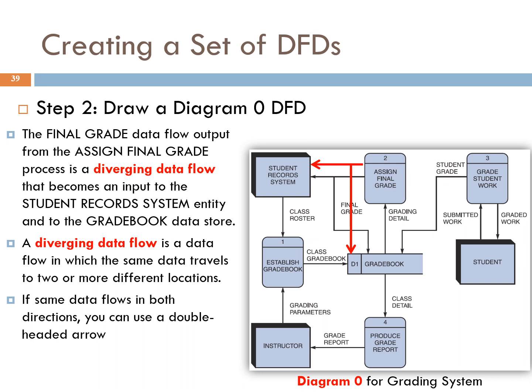Another highlight here, the final grade data flow is the output from assign final grade. The data name is final grade. We call it a diverging data flow because it has one input, but it diverges into two destinations, which is a process and a data storage.